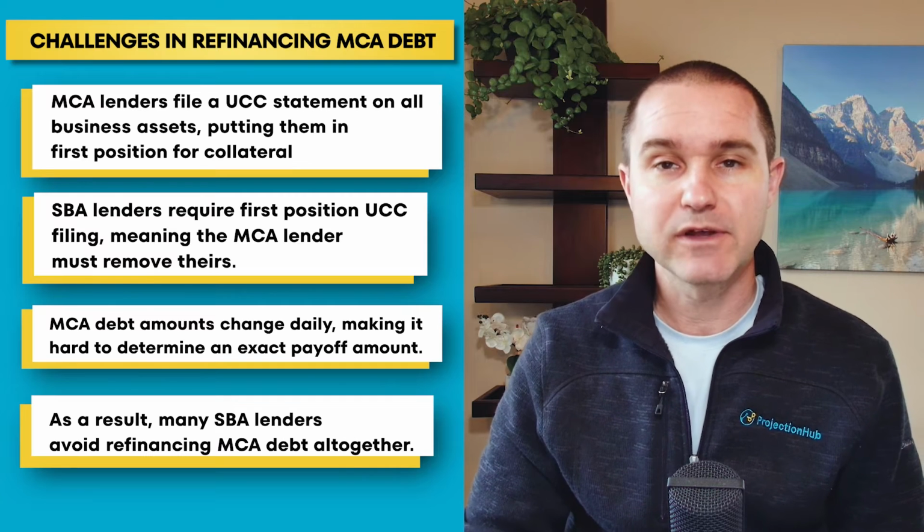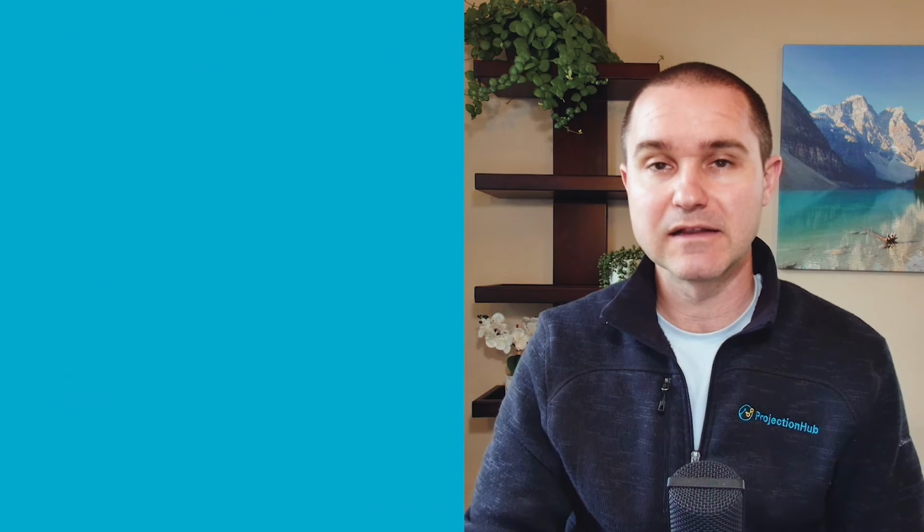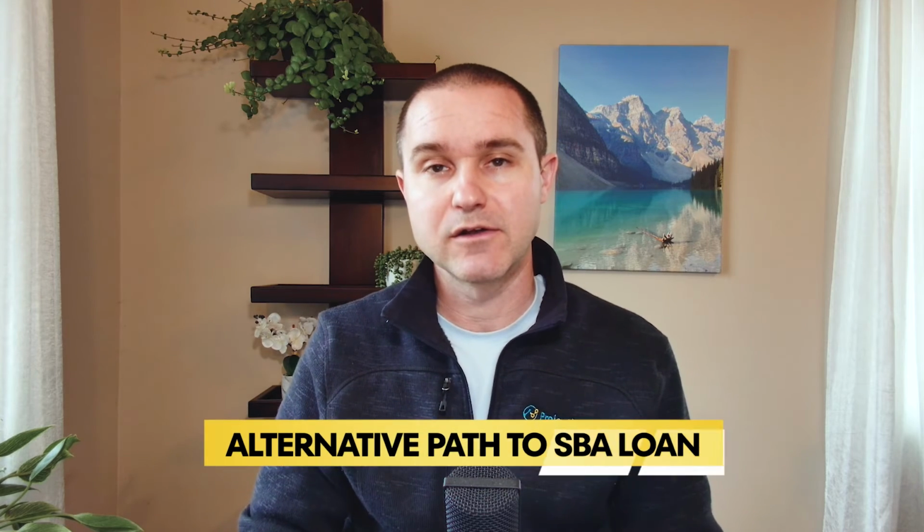It's just too complicated for the SBA process and probably just not worth the effort from a lot of lenders' perspective. So then what is your option to get out of MCA debt? How can you refinance that and ultimately get into an SBA loan? The approach that you want to consider here is probably not going directly from MCA to an SBA loan, but it's probably going to be a path to get there.